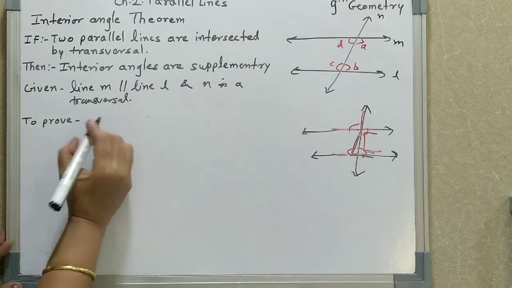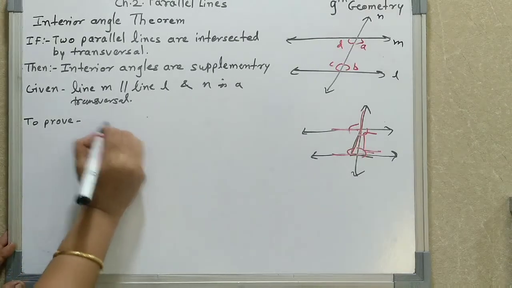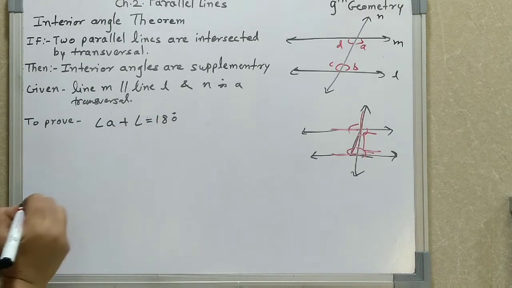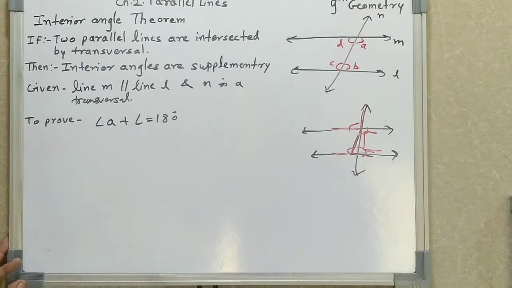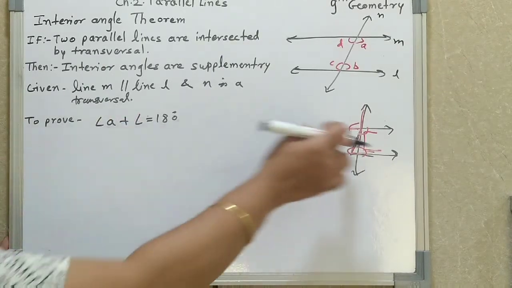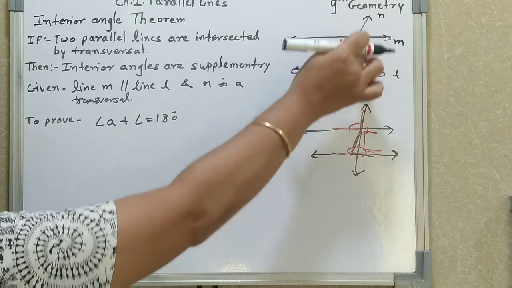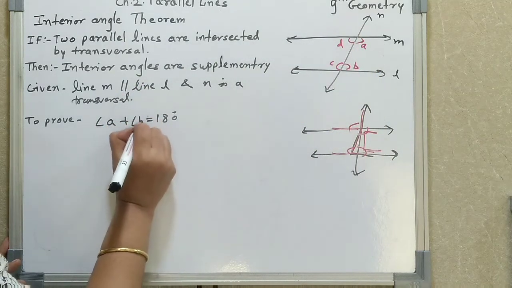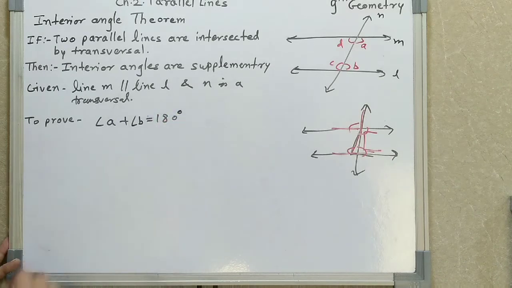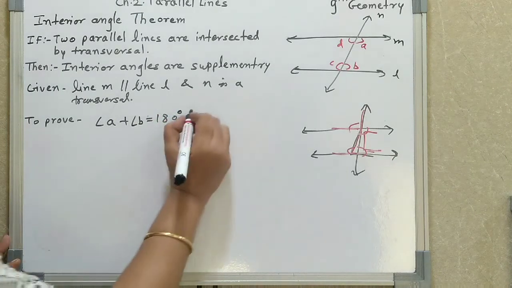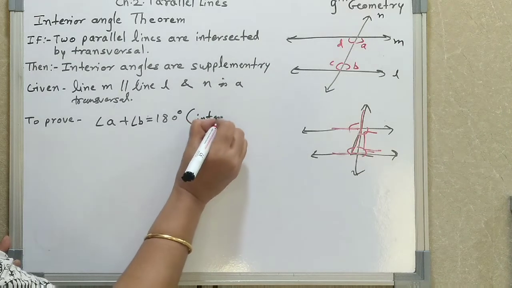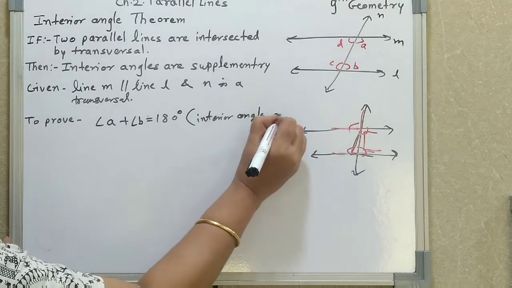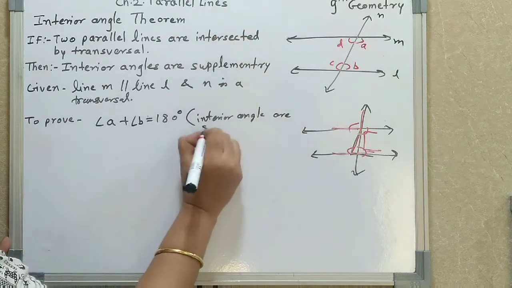So for the interior angle theorem, first we write here angle A plus angle B is equal to 180 degrees. To prove the interior angles, which are the interior angles? That is the C shape, meaning A and B. So write here angle A plus angle B. That is supplementary. So we write here interior angles are supplementary.